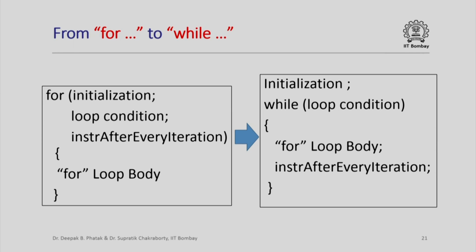So now the previous animation would have given you the idea that really the initialization, loop condition, and instruction of every iteration can be moved around, and therefore it should be possible to rewrite a for loop as a while loop, and indeed it is possible. Whatever is there in the initialization, you put it at the beginning of the while loop, the loop condition goes in the while loop, and the instruction of every iteration is at the end of the loop body.